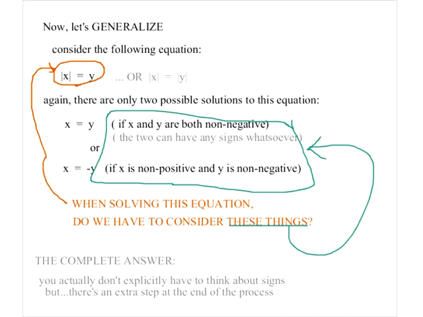The two can have any signs whatsoever. Also for the other equation. So notice that there's a color matching here on the screen. The black facts are true for the black equation, and the gray facts are true for the gray equation.